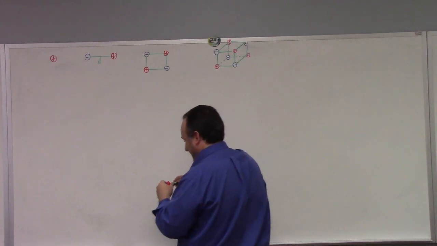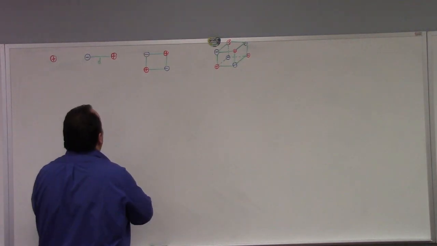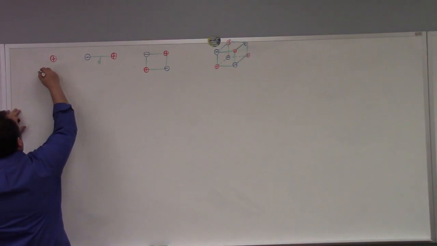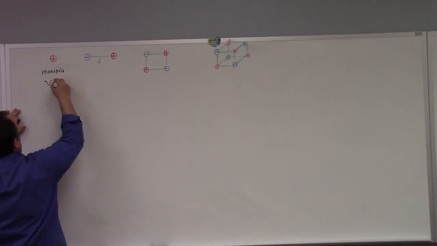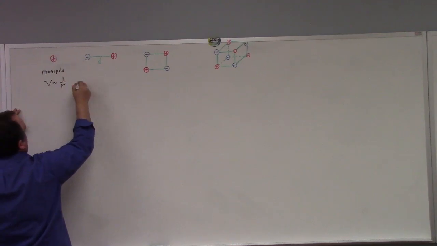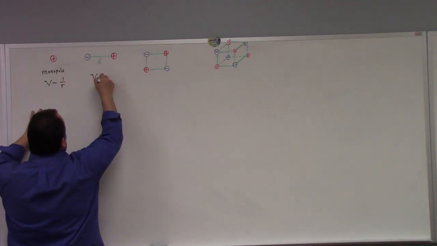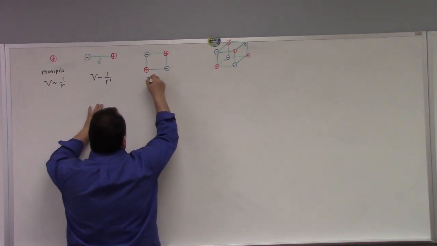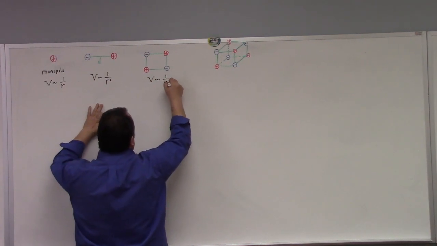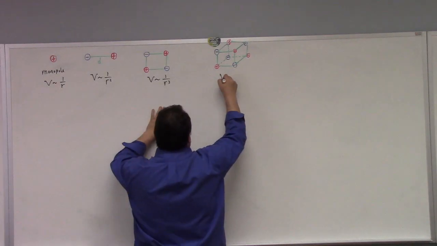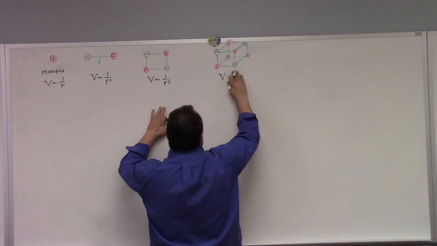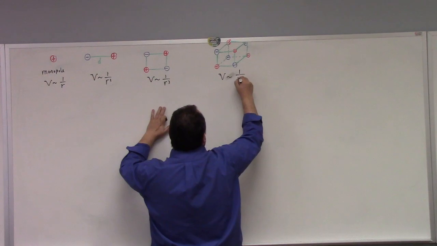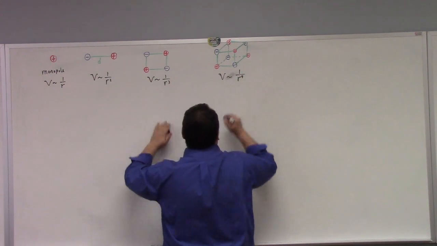Octupole. All right, so the potential due to a monopole is something like 1 over r. For the dipole, the potential goes like 1 over r squared. For the quadrupole, the potential goes like 1 over r cubed. For the octupole, the potential goes like 1 over r to the 4th when you're far away from it.